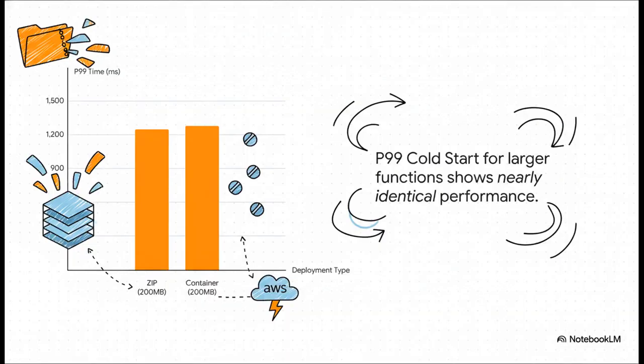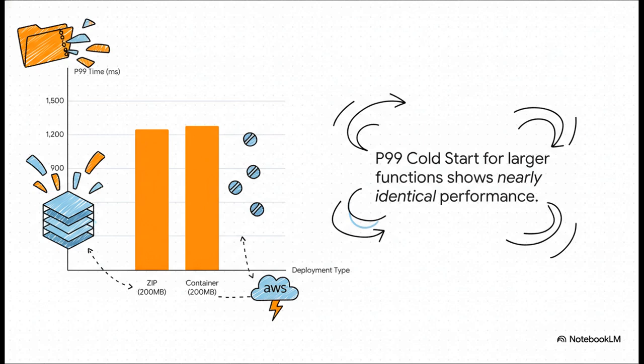And hey, the data speaks for itself. Just look at this chart. It's comparing the P99 cold start times. That's the time it takes for 99% of your function calls to start up. Once you get to larger function sizes, like around 200 megabytes, the performance is almost identical.